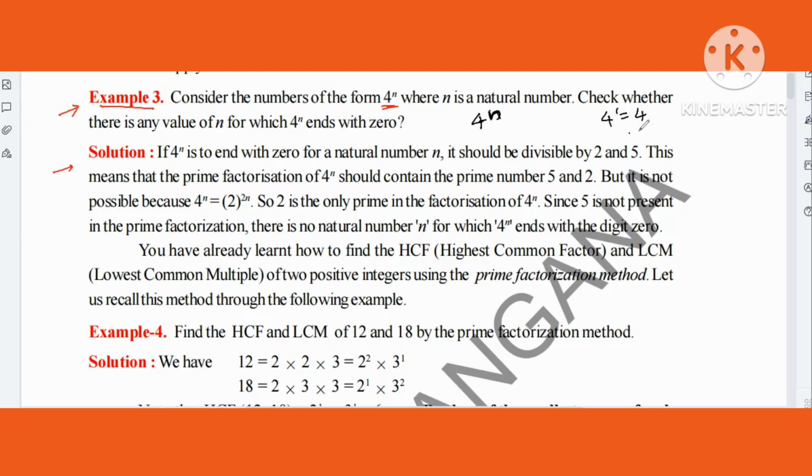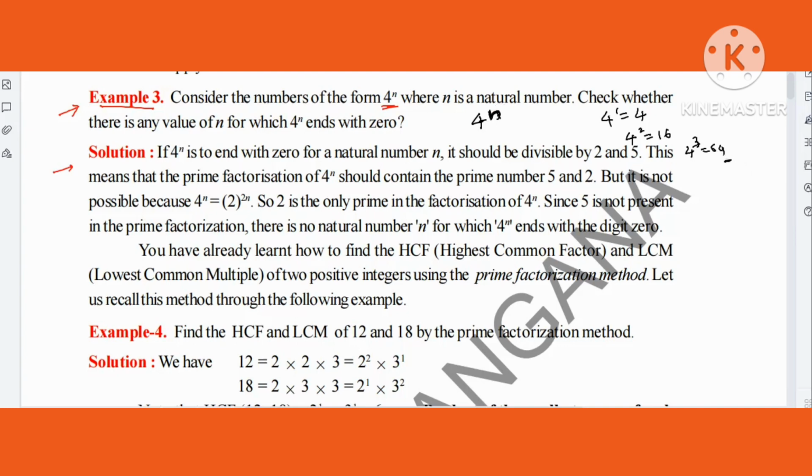If you write 2 in the place of n, we get 16. If you write 3 in the place of n, we get 64. But the question is, do you get 0? Is 4 to the power of n ending with 0 for any value of n? So for what value of n will this end with 0?